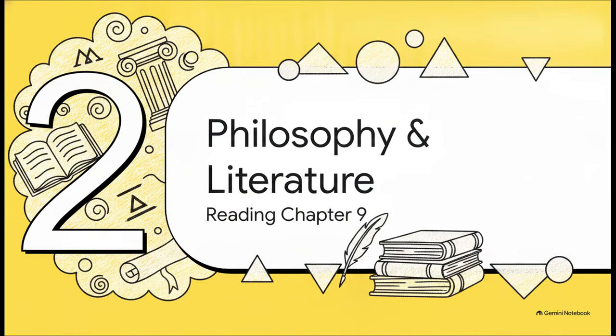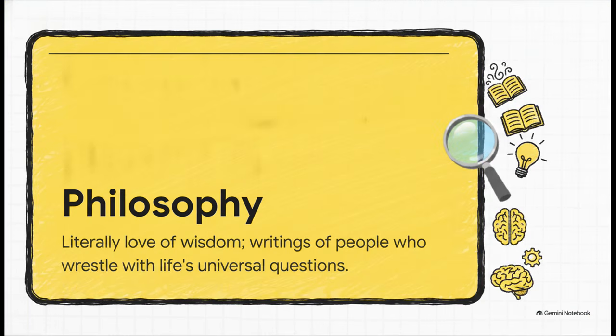You transform from just a passive reader into an active detective. Moving on to Section 2, Philosophy and Literature. We're pulling straight from Chapter 9 here to apply our new theory to some notoriously dense subjects. Take philosophy. The word literally translates to the love of wisdom. It's basically the writings of people who wrestle with life's big universal questions.